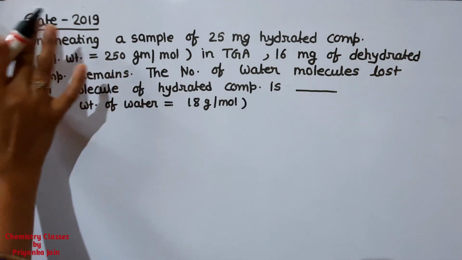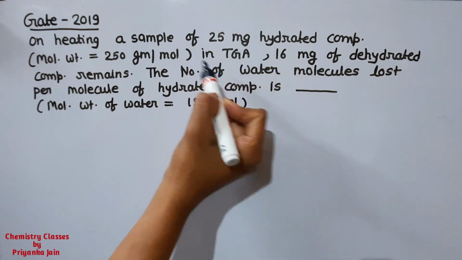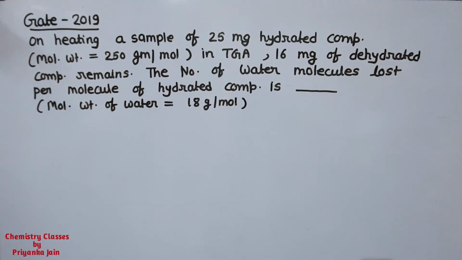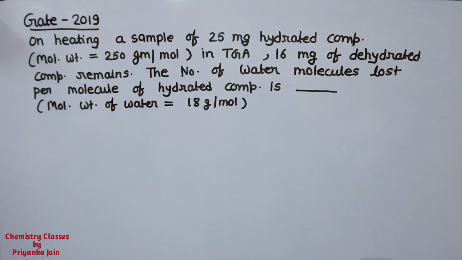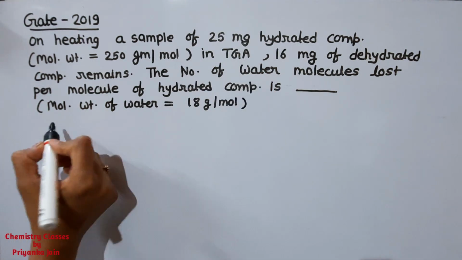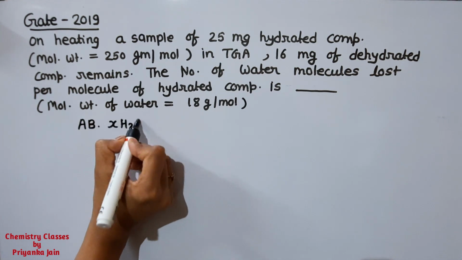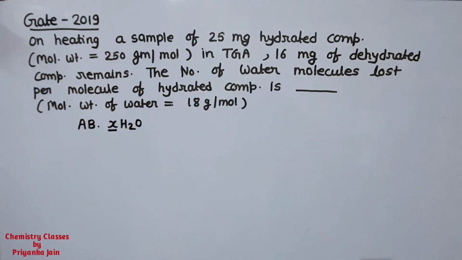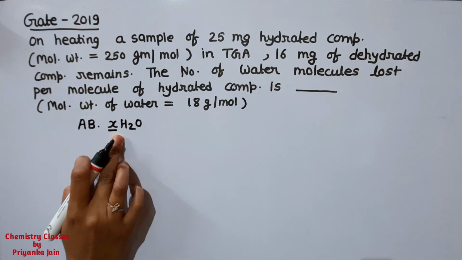Now what is the specialty of the GATE questions? We are given different units. Here this is in milligram and this is in gram, so we have to pay very close attention to the units. We will have to convert milligrams to grams. Now suppose the compound is A·xH2O. This is our compound, and here there are x moles of H2O attached to it, and firstly we have to find out the value of x.